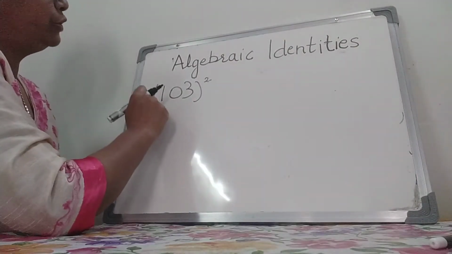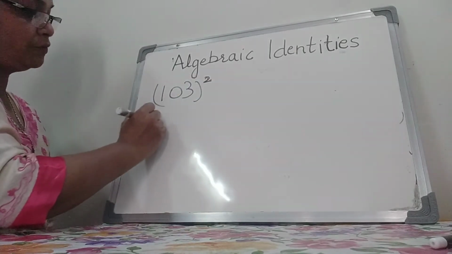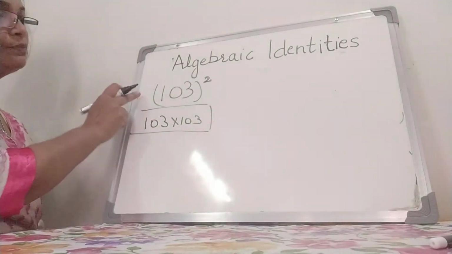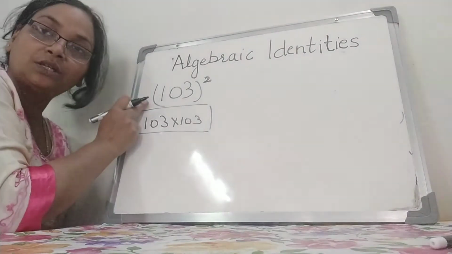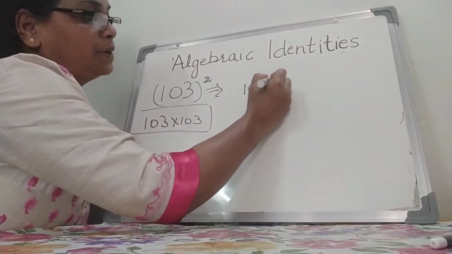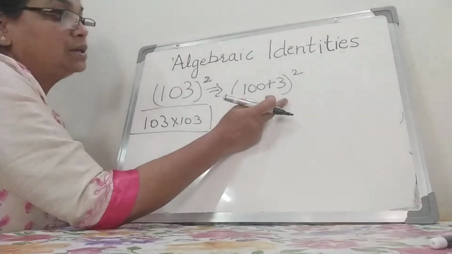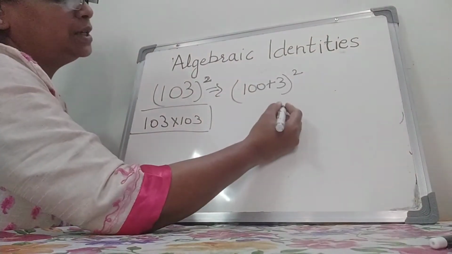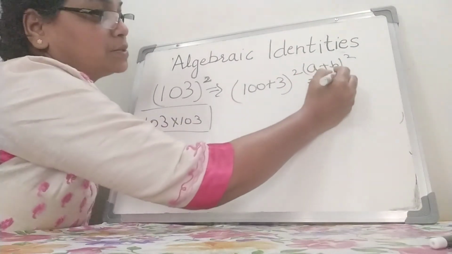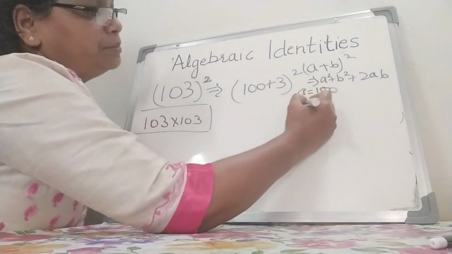Suppose we have to find the value of 103 whole square, not by actually multiplying 103 into 103. We will use an identity to solve this question. How will we do it? We'll write it as (100 + 3) whole square. We know 103 can be written as 100 plus 3. Now using the identity (a + b) whole square, which is equal to a² + b² + 2ab, here a is 100 and b is 3.